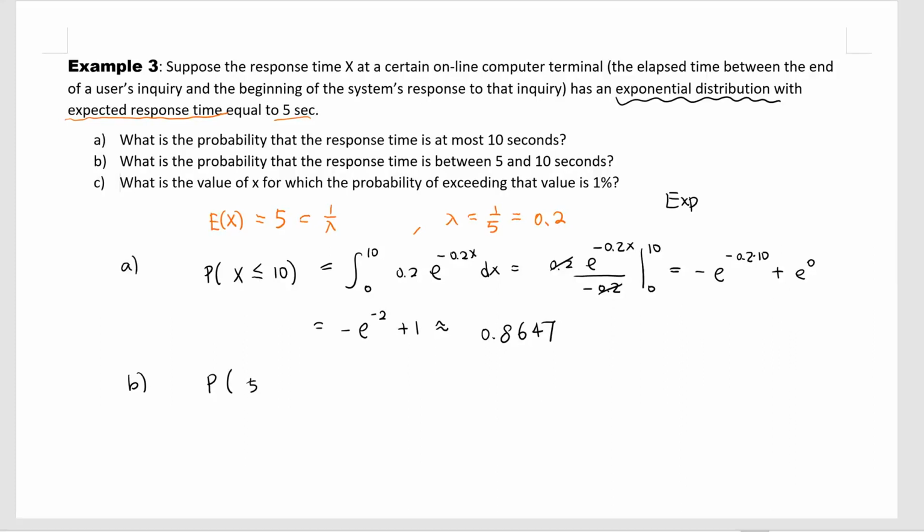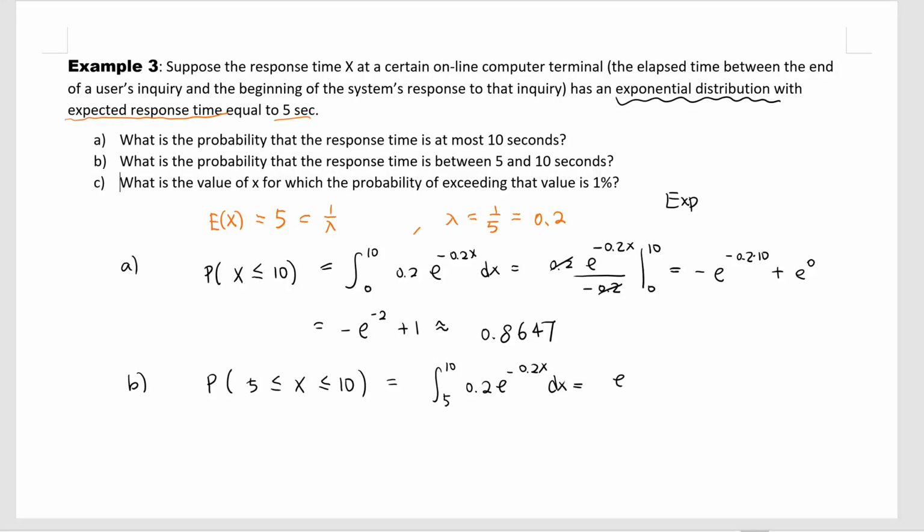Part B, what is the probability that the response time is between 5 and 10 seconds? So it's asking 5 and 10. And here, the problem doesn't tell us inclusive or exclusive. And we don't need to know that because for a continuous random variable, the endpoint does not matter. Okay, so here less than or less than or equal is the same thing, same calculation. So this is the integral from 5 to 10, and then we have the same function. When we integrate it, it's the same, right?